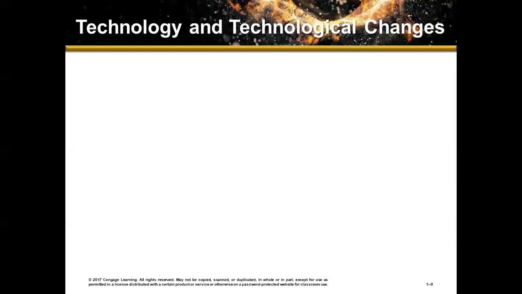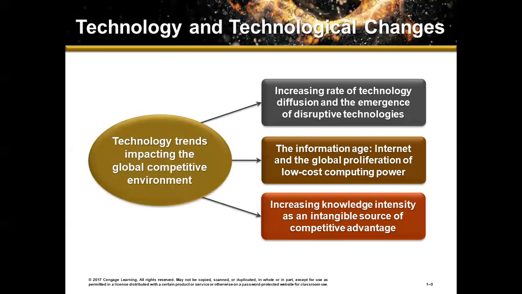Let's move on to technology and technological changes. Technology trends impacting the global competitive environment can be illustrated by the increasing rate of technology diffusion and the emergence of disruptive technologies. There is this information age with the presence of the internet and the global proliferation of low-cost computing power. There's also increasing knowledge intensity as an intangible source of competitive advantage.